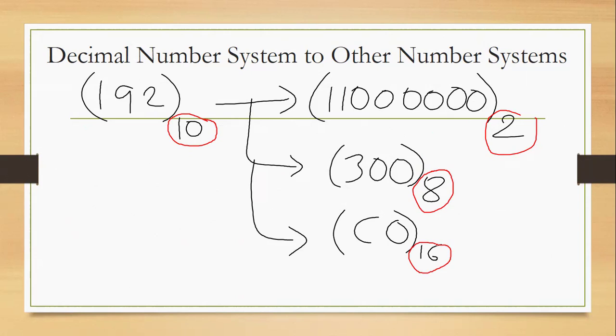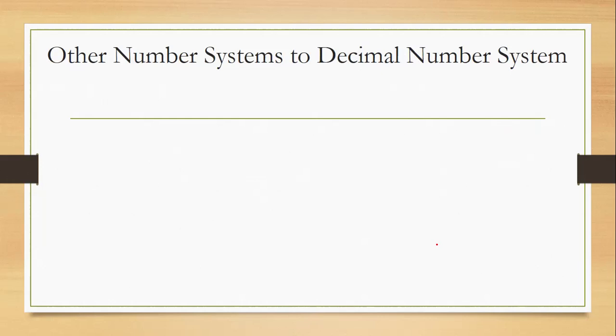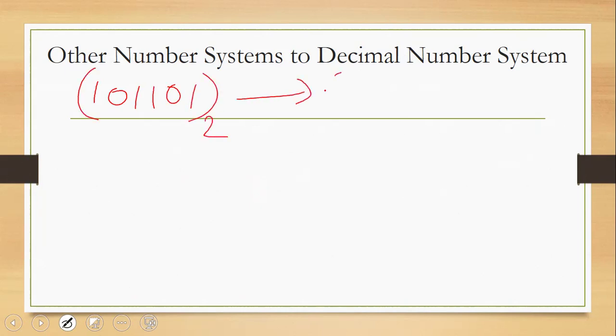Now let's go to the next type of conversion, that is other number systems to the decimal number. This is the same kind but a different method. Let us take a different number system and convert it to the decimal number. Now this is a binary number. I wish to convert it to the decimal number.